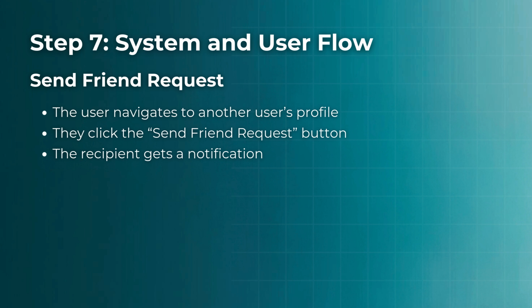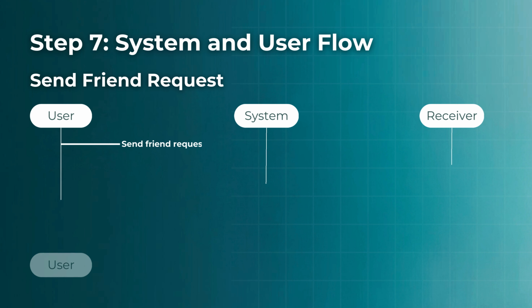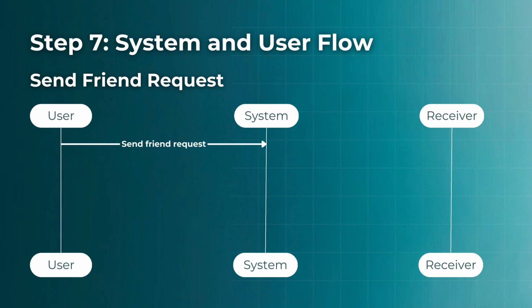Now, here's what's happening behind the scenes on the system side. The system tracks the action by recording the friend request in the database. It keeps track of who sent the request and who's supposed to receive it.